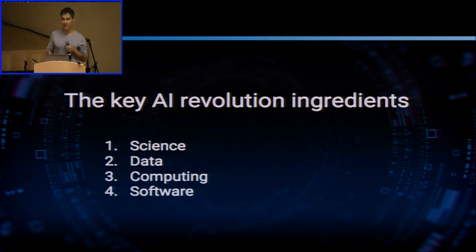So basically the ingredients for this revolution have been these 4. One is science. We're inspired by neuroscience. We seek to understand how brains work and so on. And that to me is a fundamental thing about the human condition. We would like to understand why we see the world the way we see it.